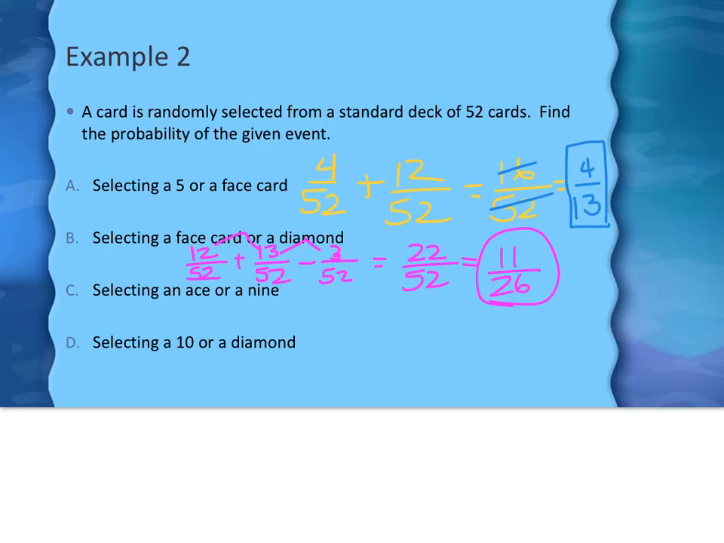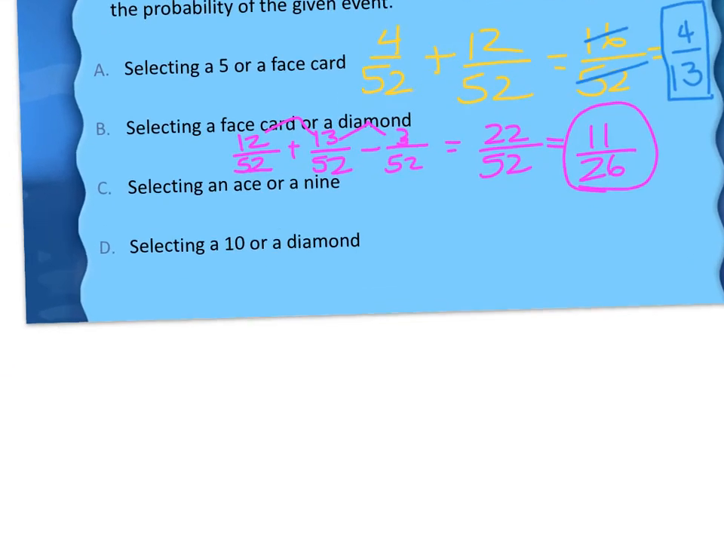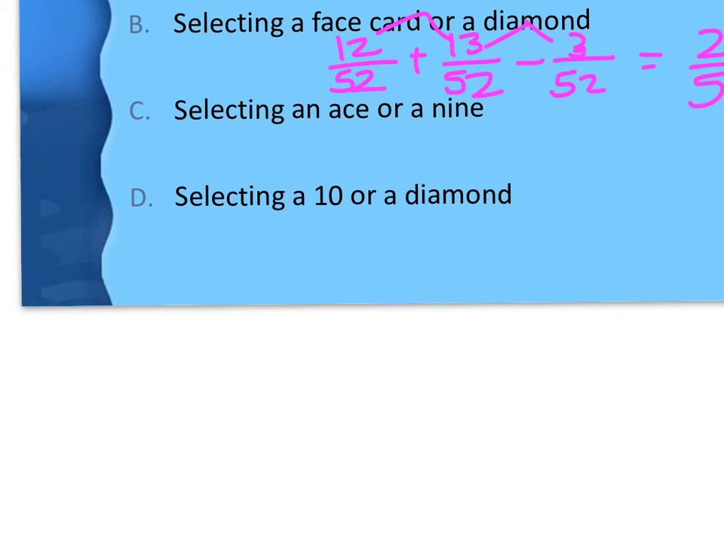All right, C, selecting an ace or a 9. Disjoint or overlapping? Disjoint. Can't be both an ace and a 9. How many aces are there? 4 out of 52. 9? 4 out of 52.